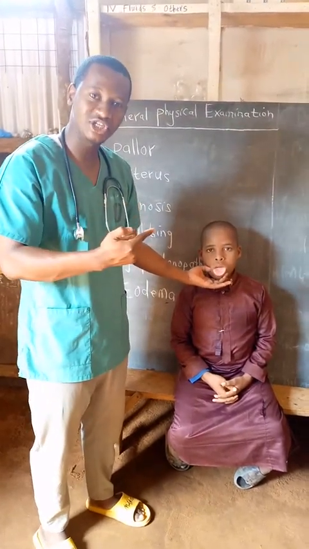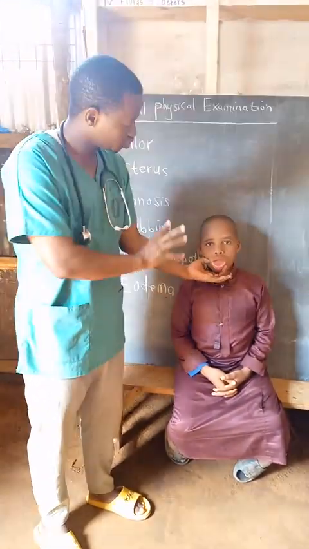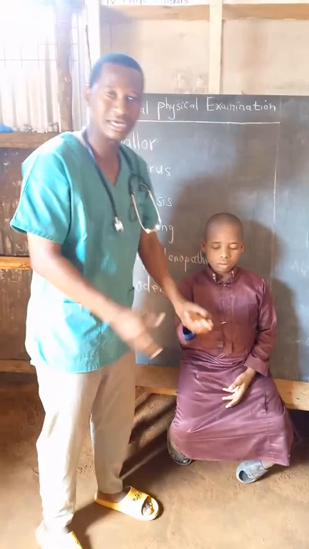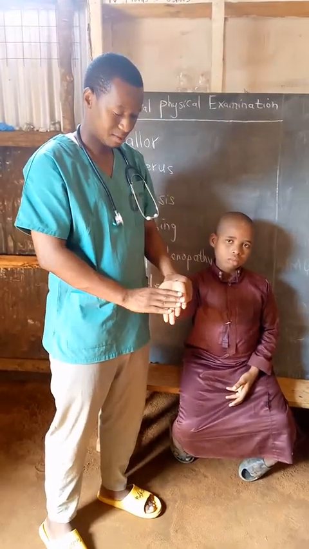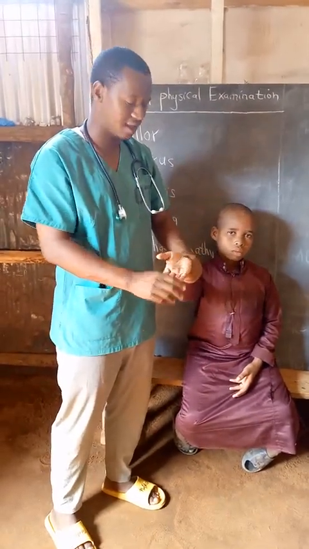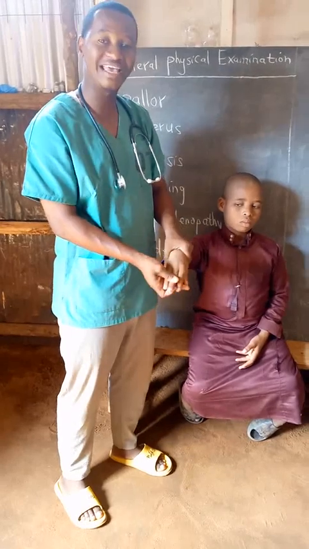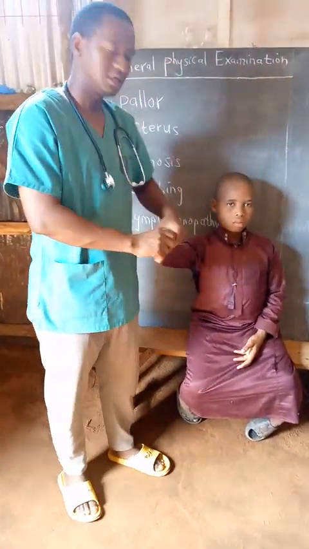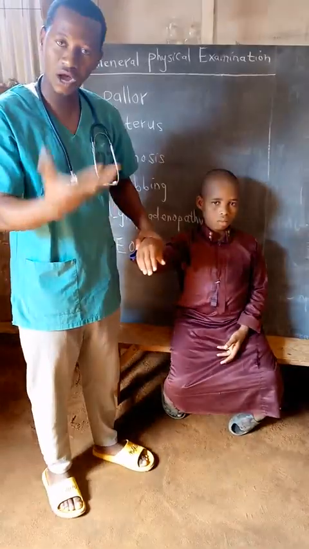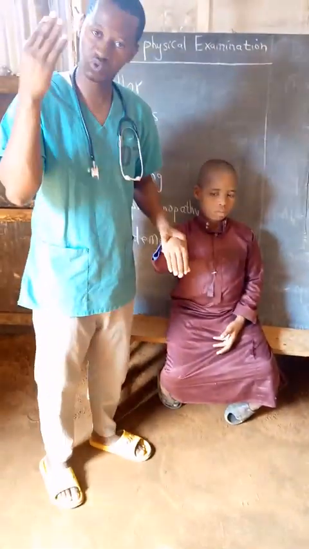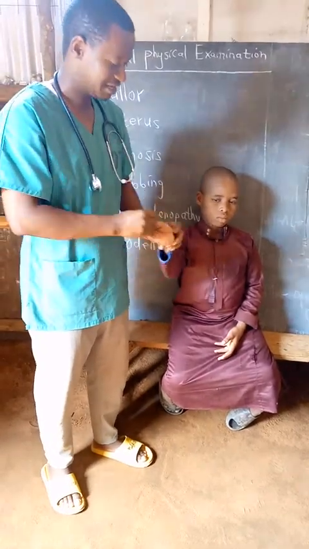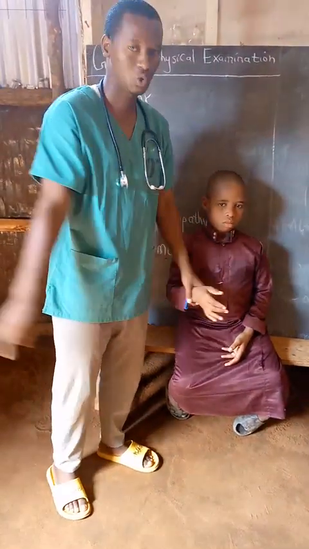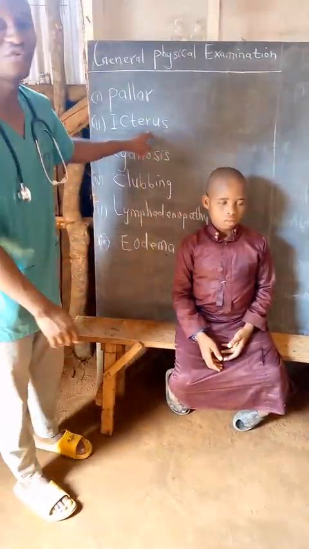You also instruct the patient to protrude his tongue to check for pallor. You can also examine pallor in the palms and in the fingers, to rule out anemia. So you can check for pallor in the fingers, in the palms, and in the mouth, also in the lower palpebral conjunctiva. So let us go for icterus.